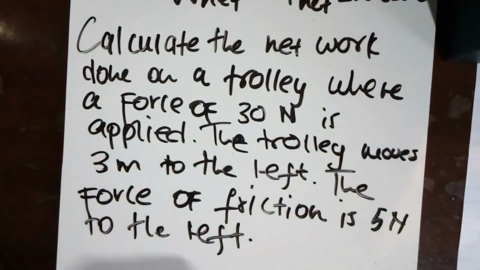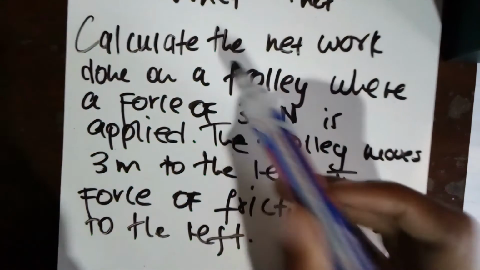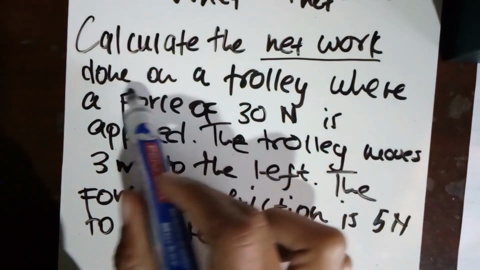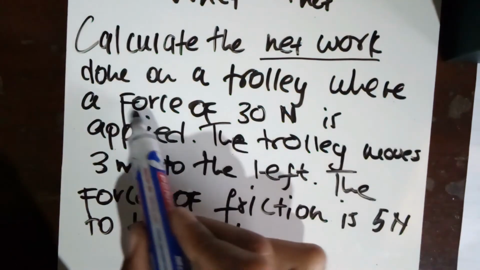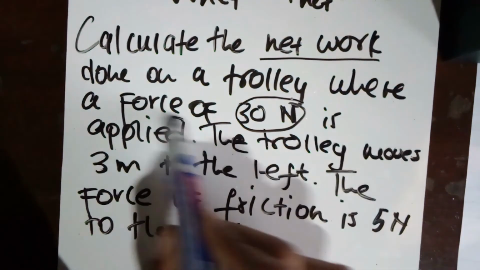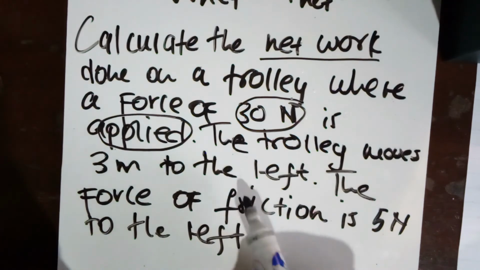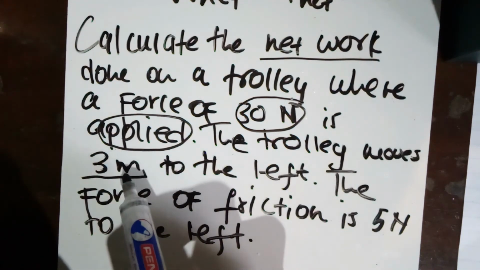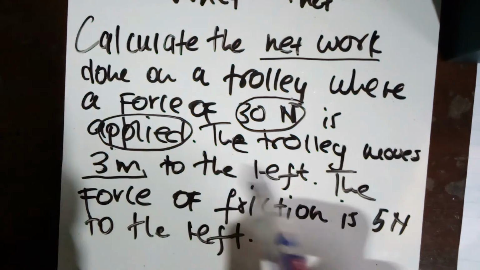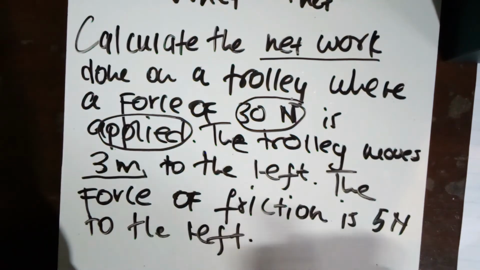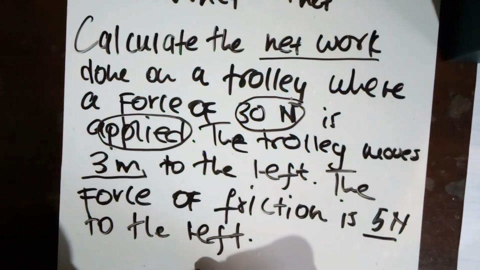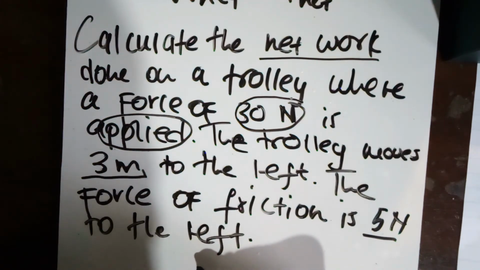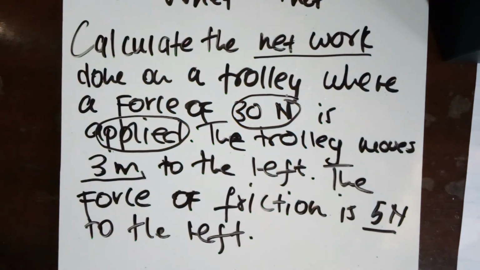So here we have a question, and it reads as follows. Calculate the net work done on a trolley where a force of 30 newtons is applied. So FA is 30 newtons, and then the trolley moves 3 meters. So the displacement is 3 meters to the left. The force of friction is 5 newtons to the left as well. Okay, so how do we go about answering this question?